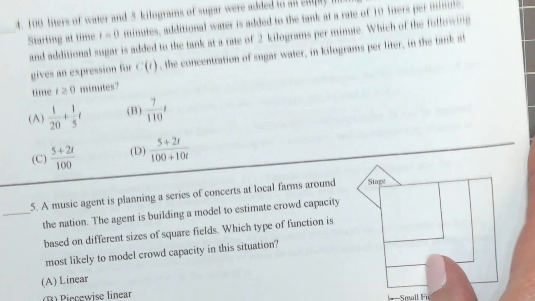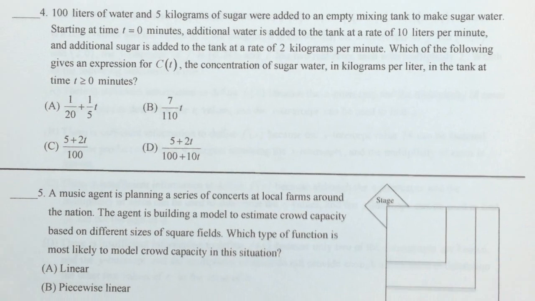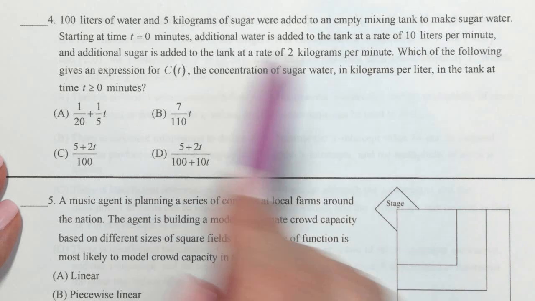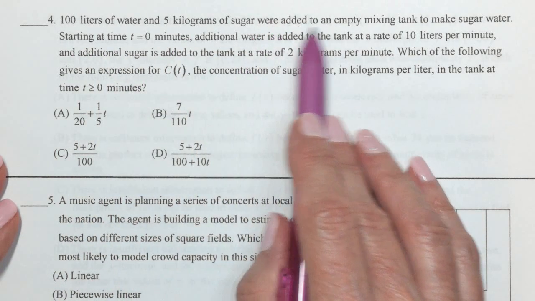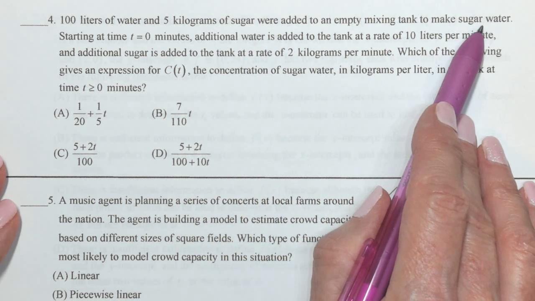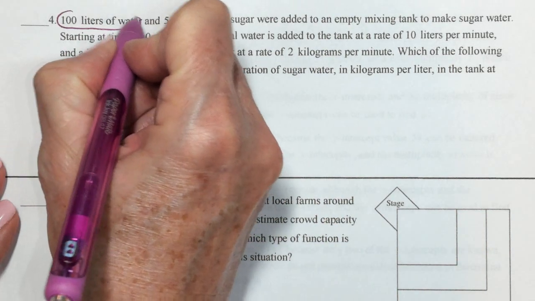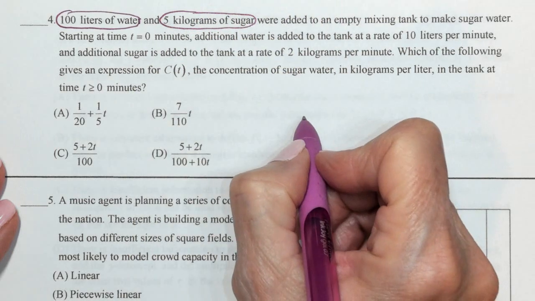Number 4. Let's take a look. 100 liters of water. Let me get this straight. Okay. No calculator on this one. It's not indicated in the problem. So 100 liters of water and 5 kilograms of sugar were added to an empty mixing tank to make sugar water. Okay, so 100 liters of water and 5 kilograms of sugar were added to make sugar water.